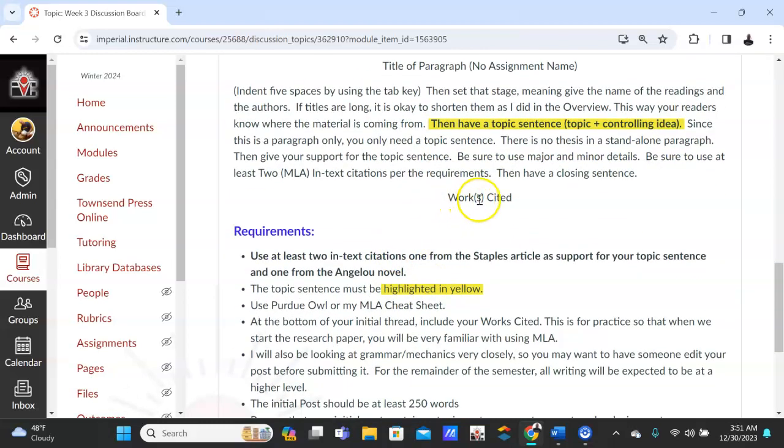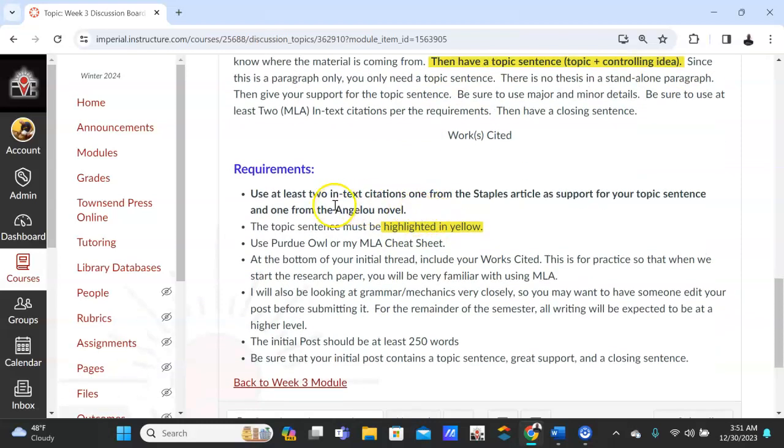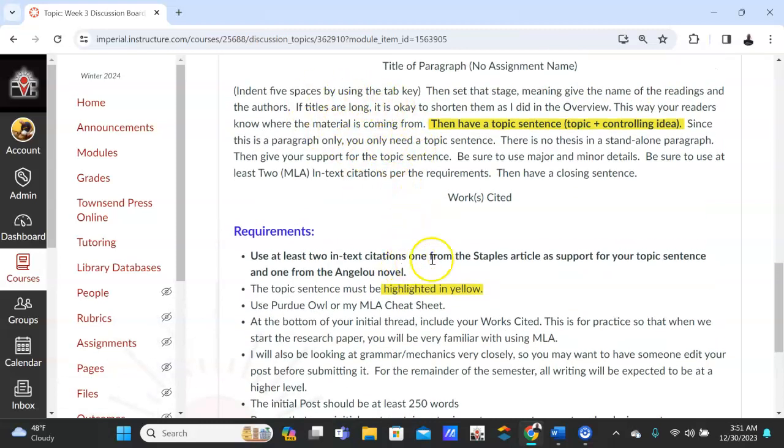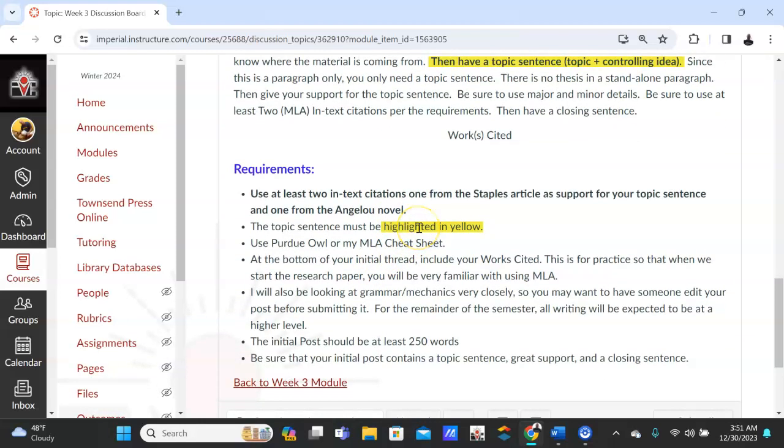This will have a works cited, plural, because this time you have two sources, the novel and the Staples article. Requirements: use at least 2 in-text citations in here, one from the Staples article and one from I Know Why the Caged Bird Sings. When you submit it, make sure that the topic sentence is highlighted in yellow. If it's not, again, just like the last one, I'm going to say it's late and I'm going to mark it late. Make sure you highlight the topic sentence.